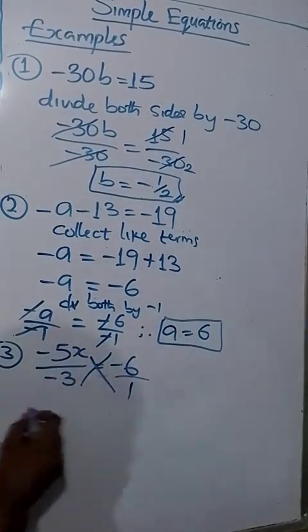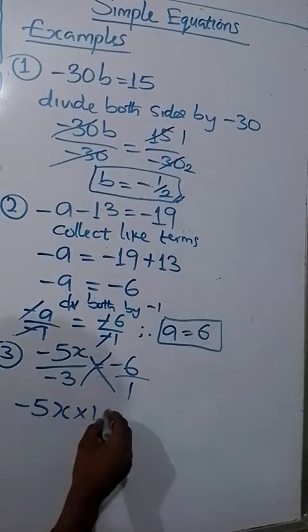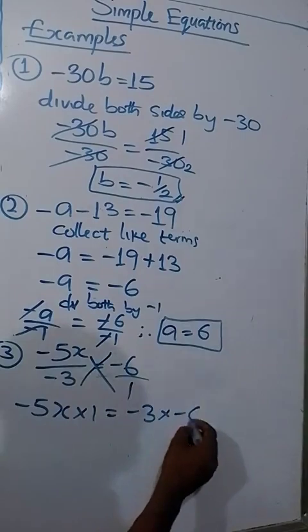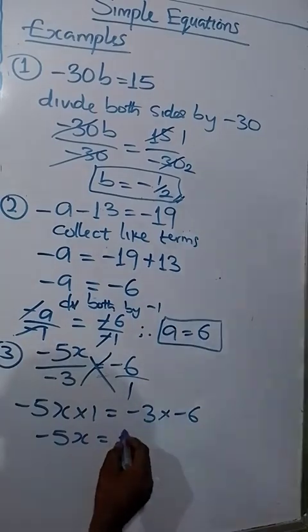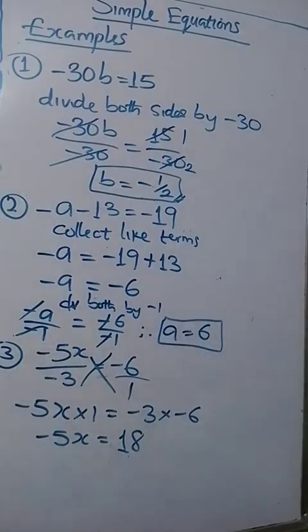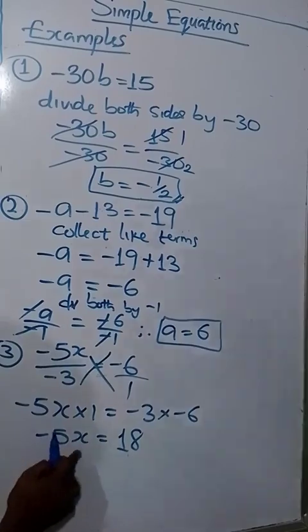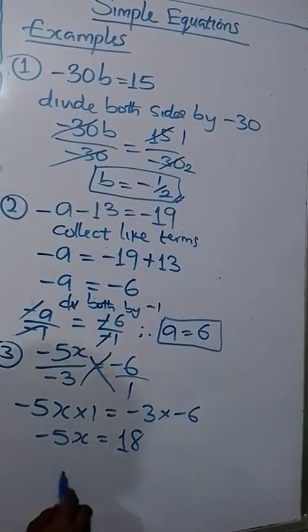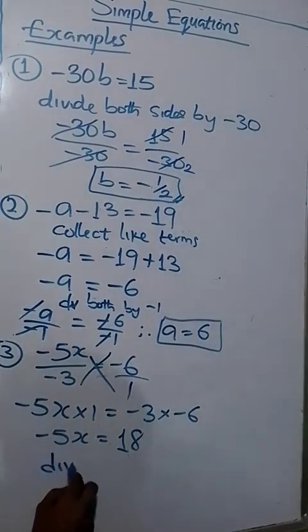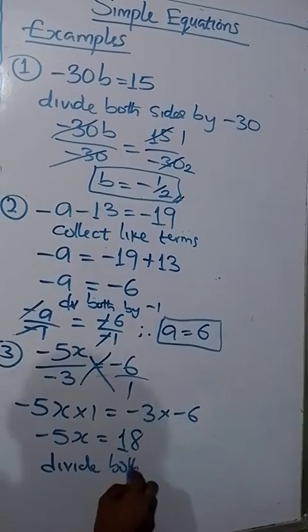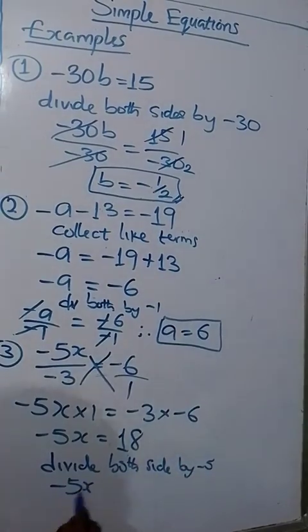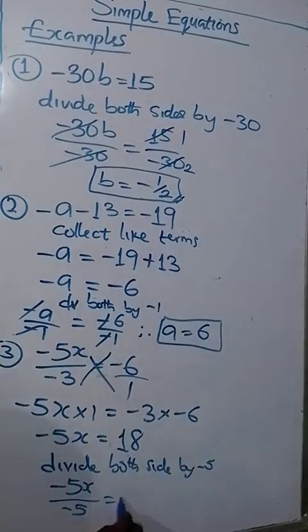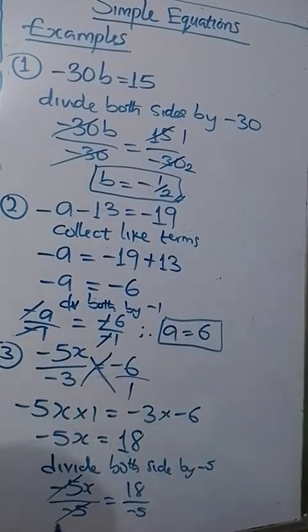You have minus 5x times 1 equals minus 3 times minus 6. So you have minus 5x equals minus times minus is plus, 3 times 6, 18. Then remember, we are finding x. So how do we remove minus 5? Divide both sides by minus 5. So you have minus 5x over minus 5 equals 18 over minus 5. Minus 5 cancels minus 5. So our x is standing alone.